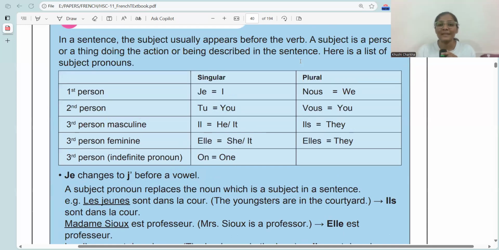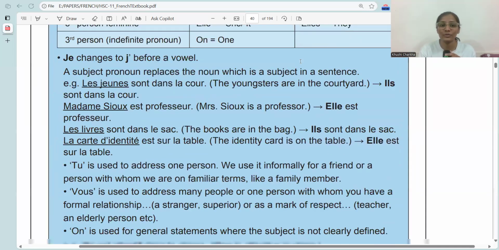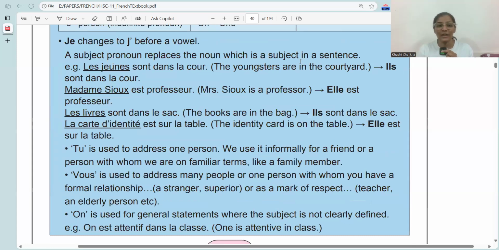I am explaining you all. You have to rewatch this video while learning. You have to learn what does je mean, what does tu mean. Make a list of it, write down along with this video, or you can rewatch it and make your own notes. Okay. So the points given below: je changes to j apostrophe before a vowel.